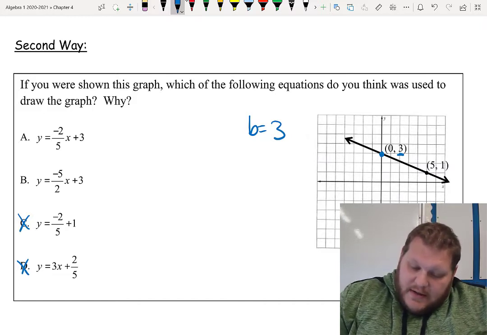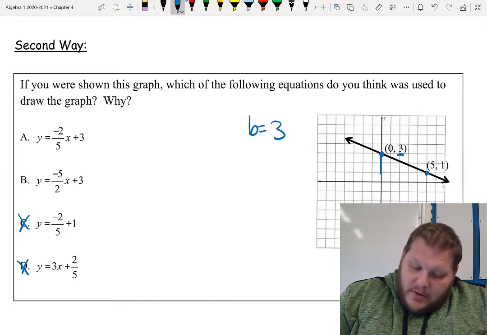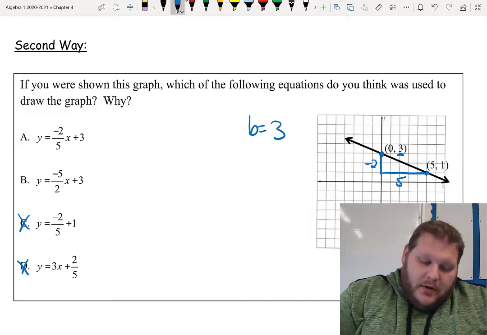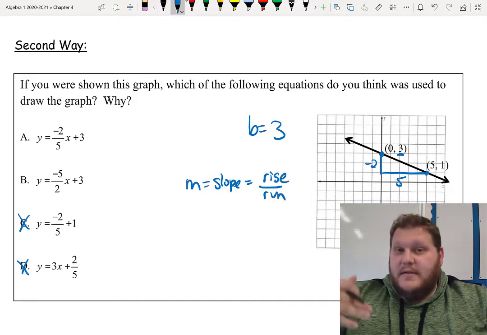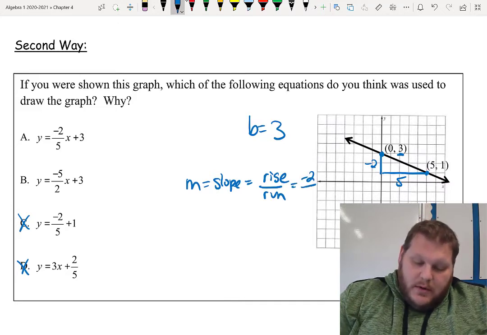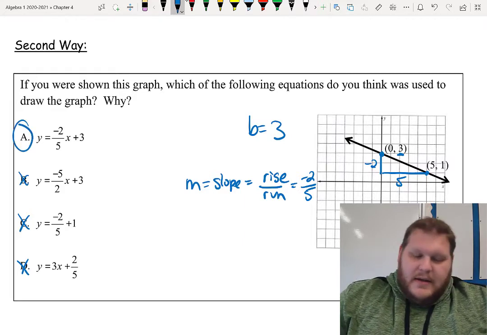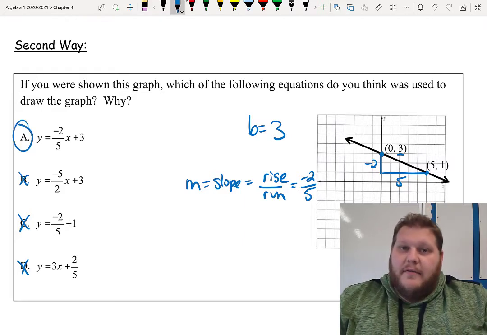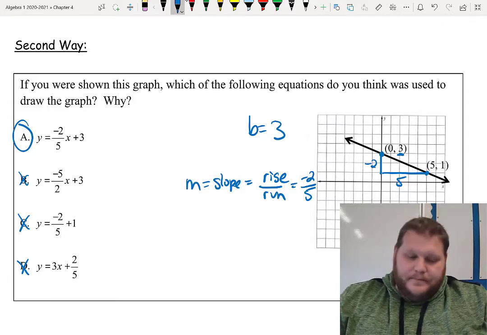In this, I've got a second point here, and I can just do the easy way of doing slope triangles. I'm going down 2 and right 5. Now remember, our slope is rise over run. So in this case, my rise was -2. My run was +5, which is why A is the correct equation for that graph. It has a y-intercept at +3, and it has a slope of -2/5.